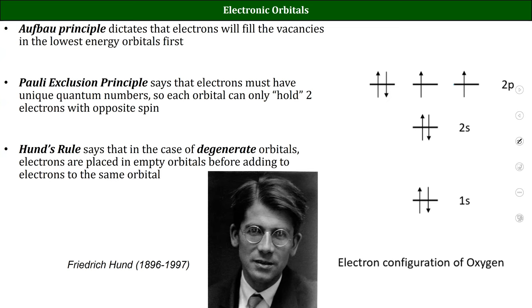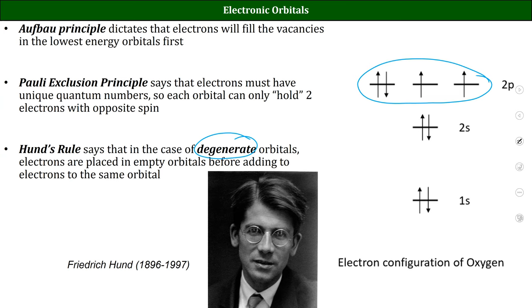And then Hund's rule, and we'll talk about these physicists in a second. He says that in the case of what we call degenerate orbitals, degenerate in physics means that they have the same energy. So all three of these lobes or suborbitals of the P orbital are all degenerate because they're the same energy level. They're the same energy height in our diagram.